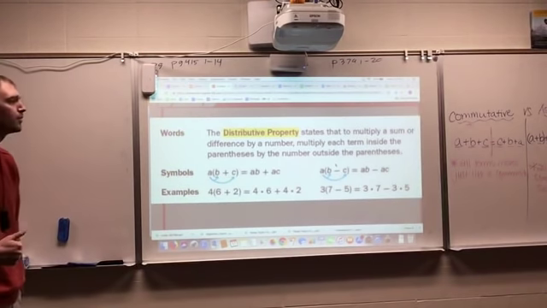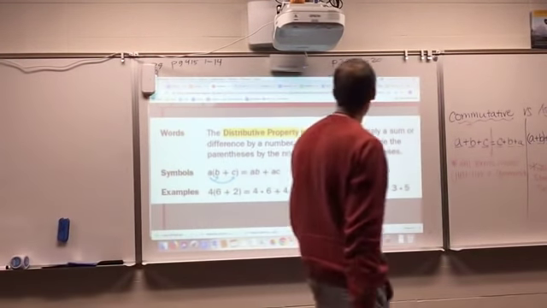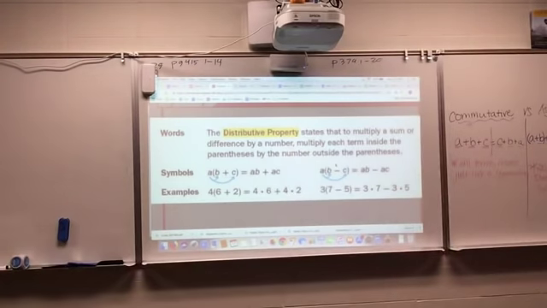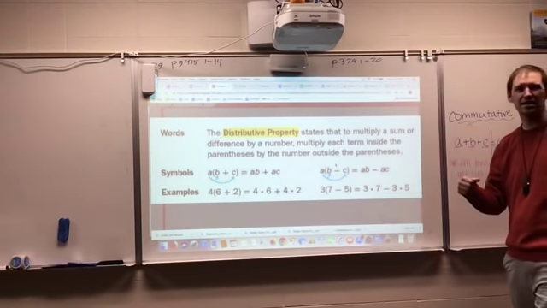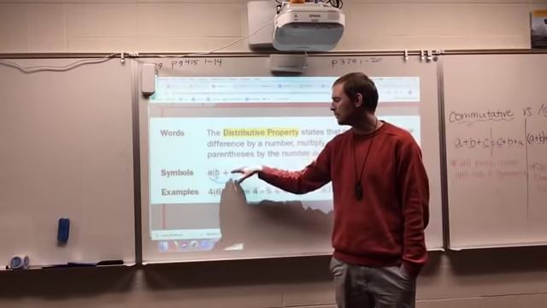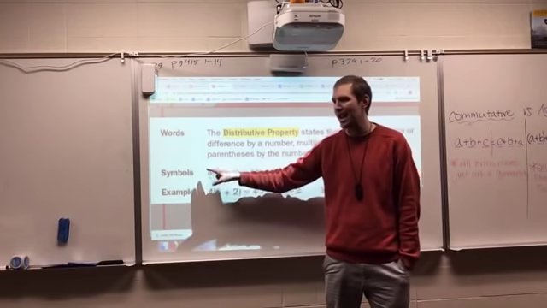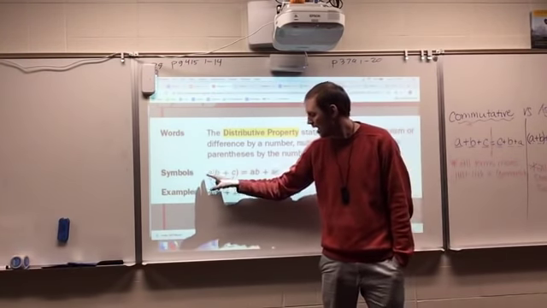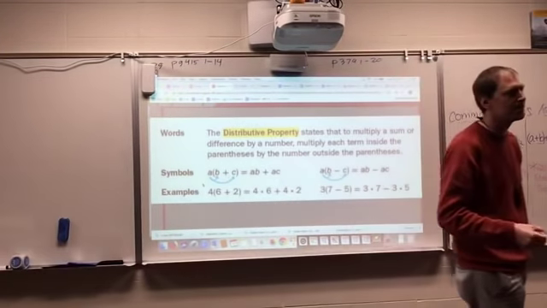First, the distributive property states that to multiply a sum or difference by a number, multiply each term inside the parentheses by the number outside the parentheses. What does that mean? That means if I have A times the quantity of B plus C, I'm going to do A times B, A times C.